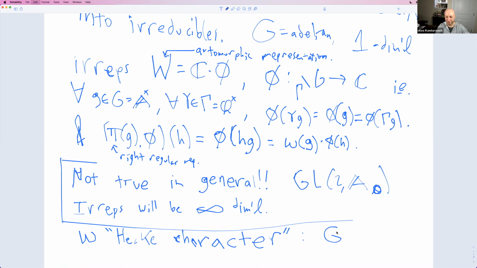It's a character from the Ideles modulo the rationals to C.